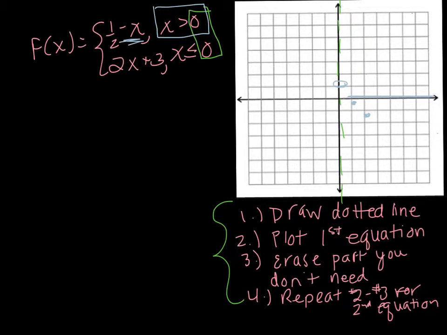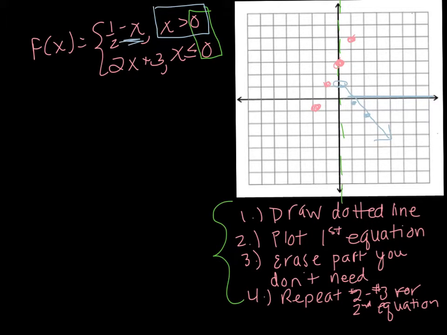I'm going to draw a somewhat better line. That's the best I can do on this iPad. And that is the first piece. I'm going to repeat those same steps with the second piece. So the second piece has a y-intercept of 3, 1, 2, 3, and a slope of 2. So up 2 over 1. I can also go down 2 over 1.